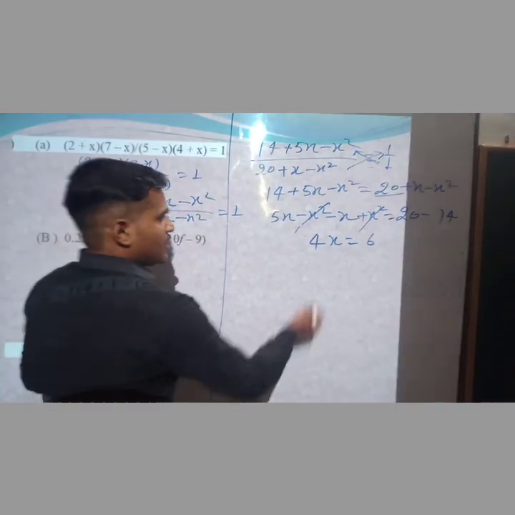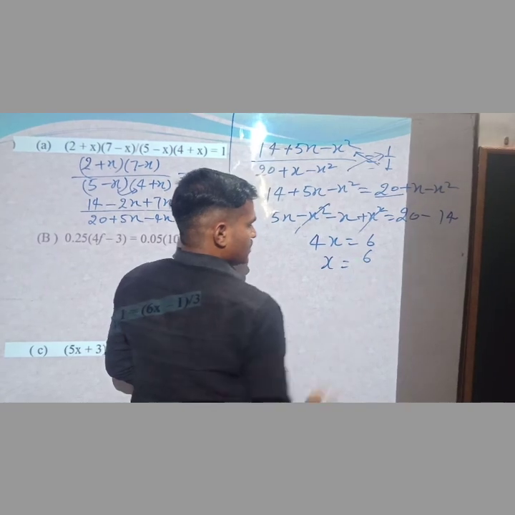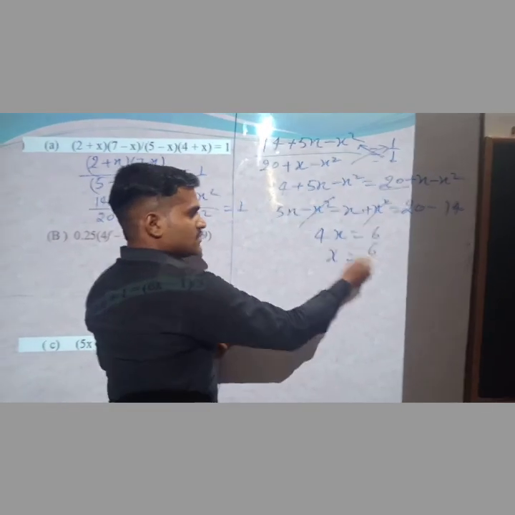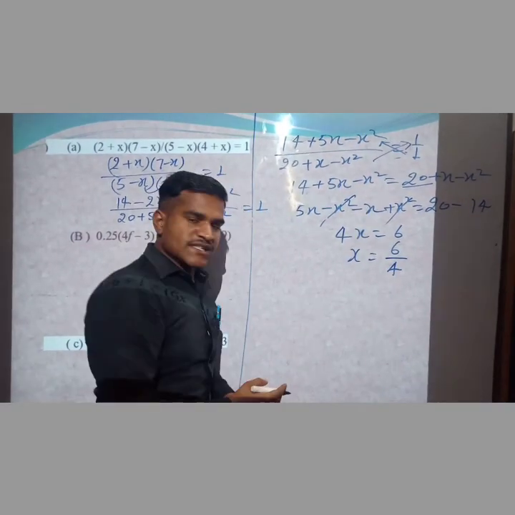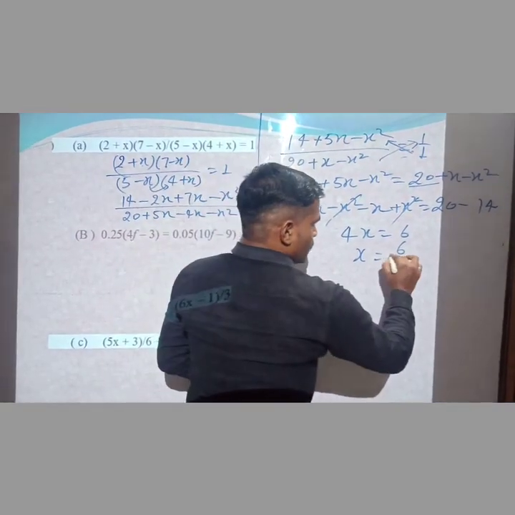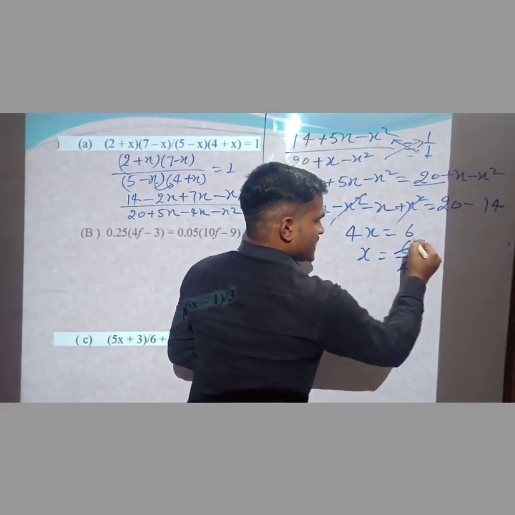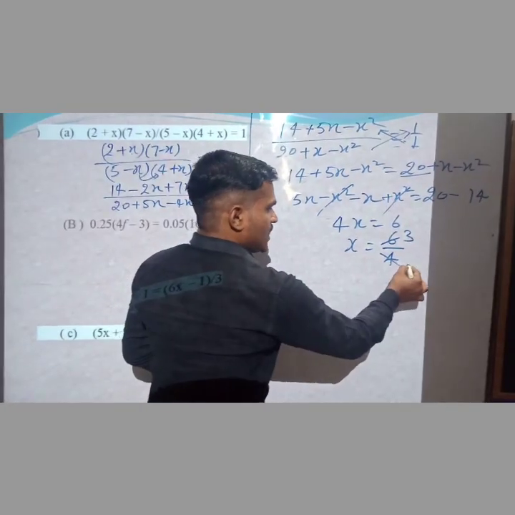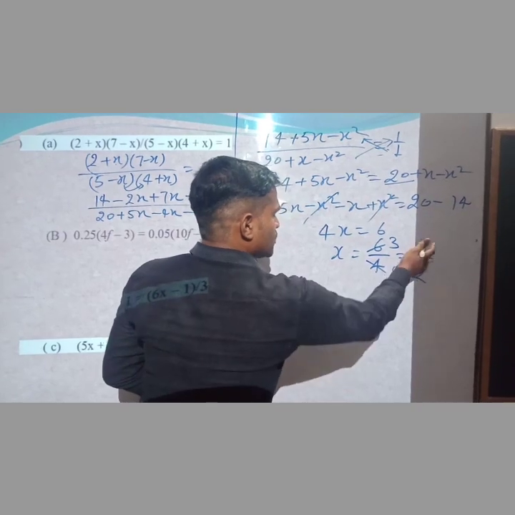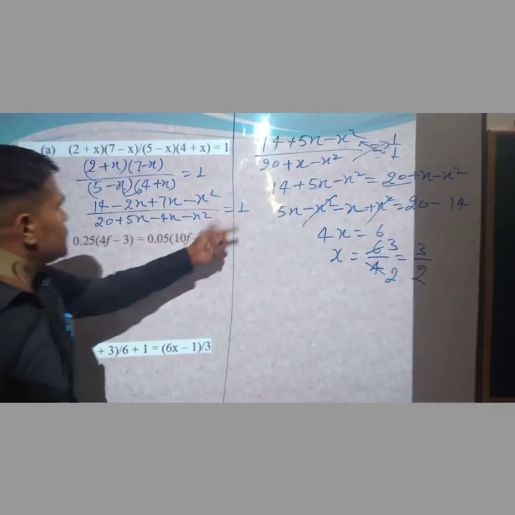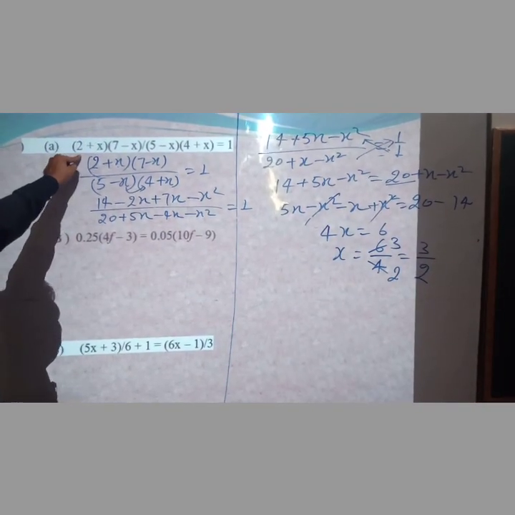Now x is equal to 6 upon 4, transposing 4 from left to right, so it became divided. Now both are divisible by 2, so 2 threes are 6 and 2 twos are 4. x is equal to 3 upon 2.